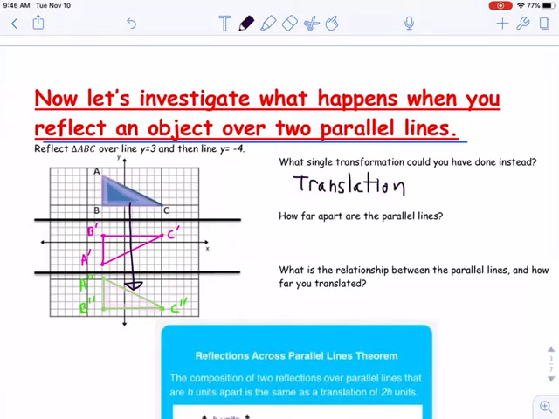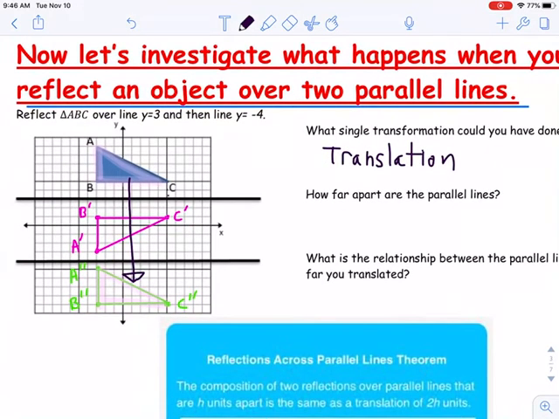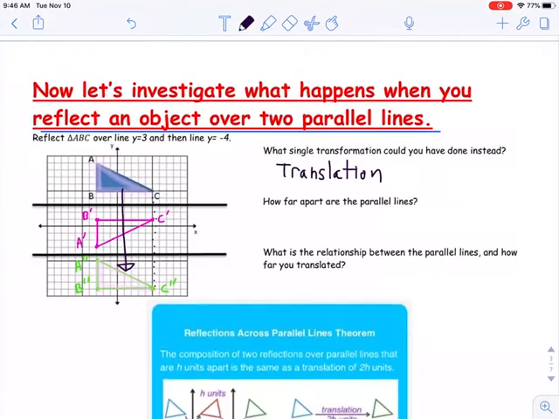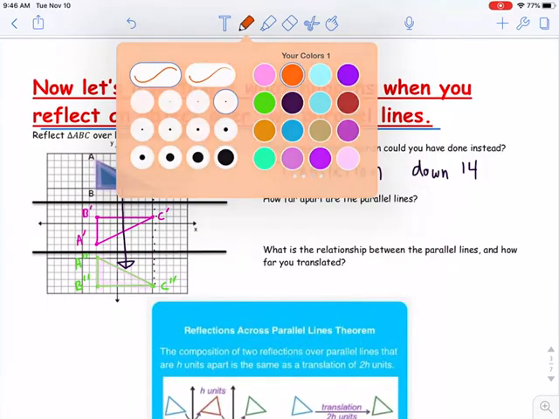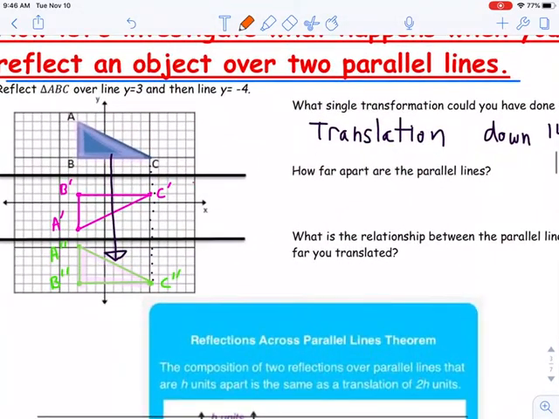Now, how far did I go down? Let's go ahead and count. 1, 2, 3, 4, 5, 6, 7, 8, 9, 10, 11, 12, 13, 14. Translation down 14. Okay, I didn't write in coordinate notation. I just used the English language for that one. Now, how far apart are these parallel lines? Let's count. 1, 2, 3, 4, 5, 6, 7.